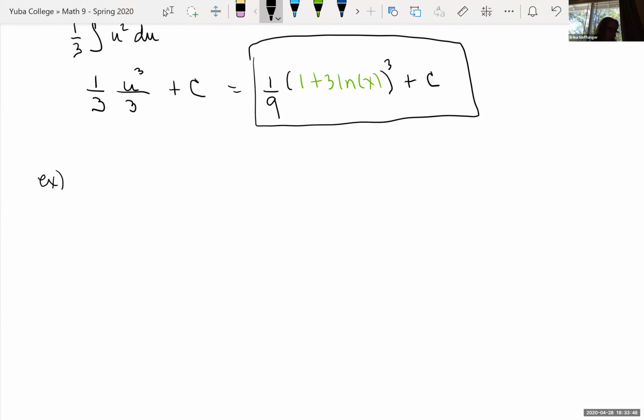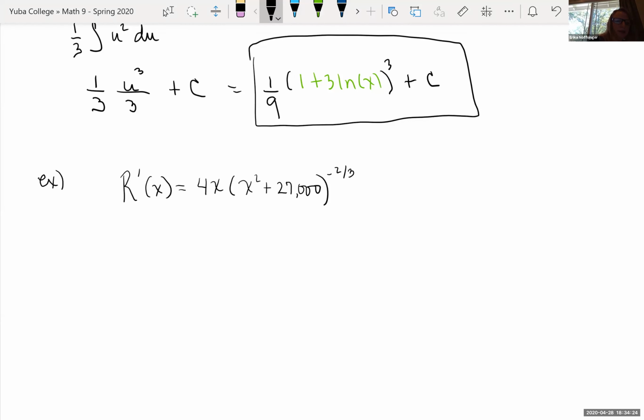Let's say you're given the marginal revenue in thousands of dollars for the sale of x MP3 players, given by the following. They give you R prime of x equal to 4x times (x squared plus 27,000) raised to the negative 2/3 power.